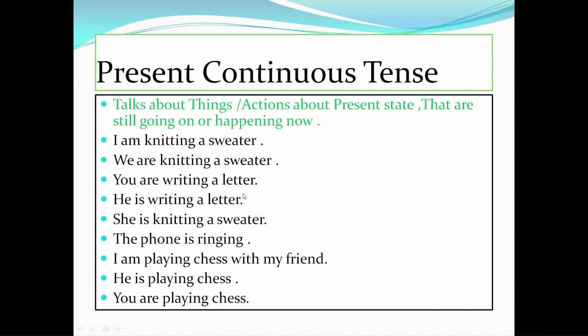You are writing a letter. He is writing a letter. She is knitting a sweater. I am playing chess with my friend. You are playing chess. So you would have noticed one thing here. In all these examples, I have used first person also. For example, I have made a sentence using second person also.